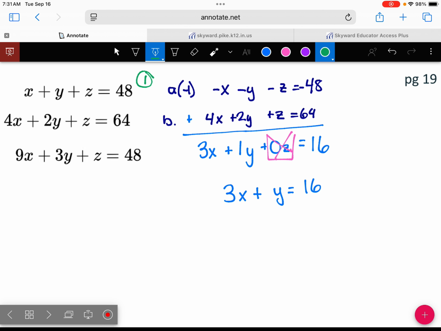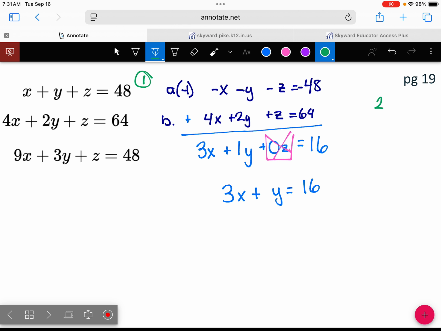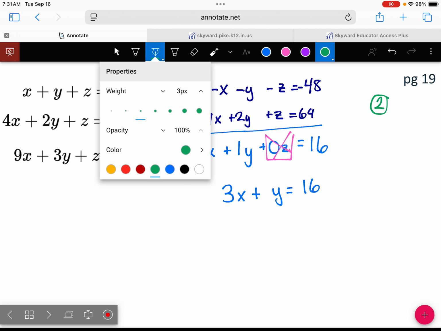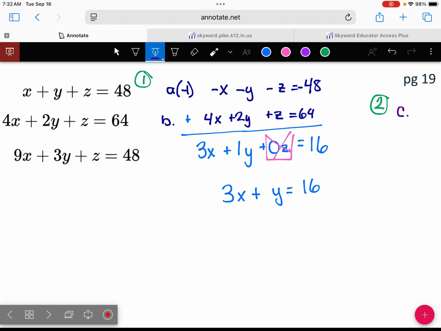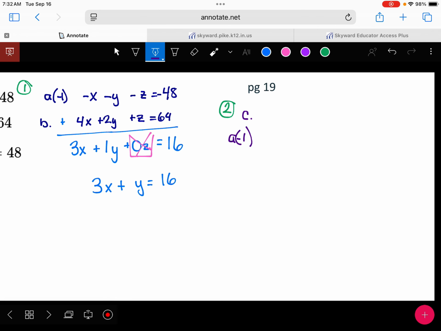Then we would need to do our step 2, which is where I take a different pair and eliminate out that same variable. So we've already used equations A and B. That means I have to use equation C somewhere. So let's use C. That's our 9x plus 3y plus z equals 48. And I can partner that with either A or B. But I already know what A times minus 1 is without having to think it, so I can use it again. That'll give us the pieces we need.